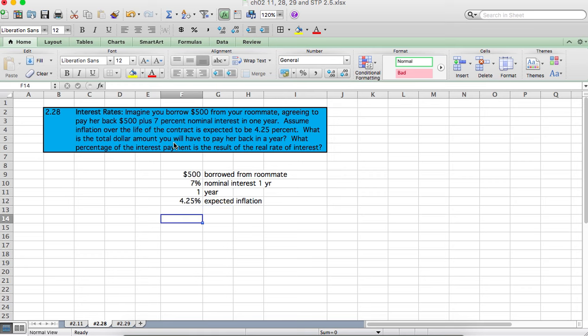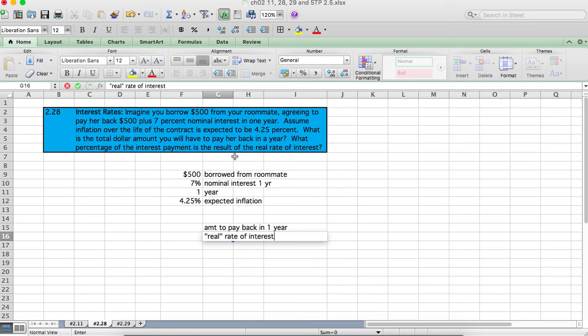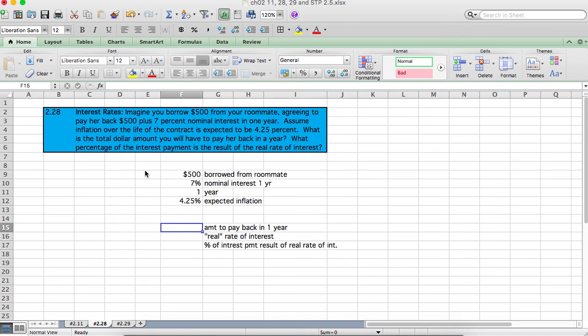Alright. So now we need to find out what is the amount that we're going to pay her back in 1 year. So let's put that here. Amount to pay back in 1 year. Then we're also going to need to find out the real rate of interest. And by the way, real rate of interest is covered in chapter 2. You'll see the formula. And then also we need to find out the percent of interest payment that is the result of real rate of interest. Okay? Alright. So now we have our given, and then we have our 3 areas that we need to solve.